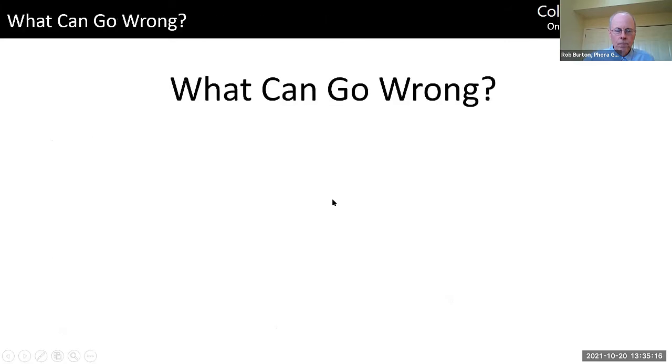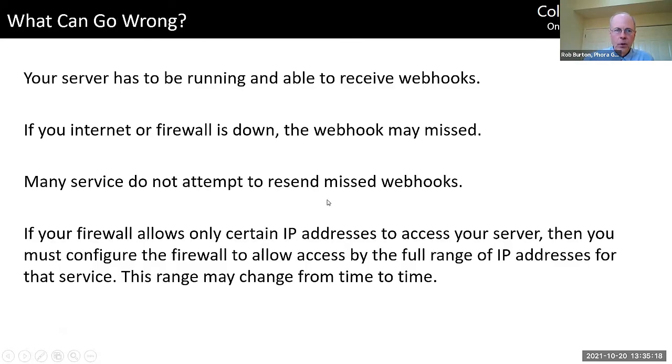So what can go wrong? Oh, lots of stuff. Of course, your server has to be running and your server has to be able to receive webhooks. If your internet or firewall is down, you may miss getting a webhook. Most services are not interested in doing multiple attempts to send you a missed webhook. A few are. A few, if they cannot connect, will try again later on. But since webhooks are designed to get you information quickly and in a timely fashion, if it comes in hours later, it really is kind of useless anyway. So trying to keep your system up so that there are no problems on your end with receiving the webhook is pretty darn important.